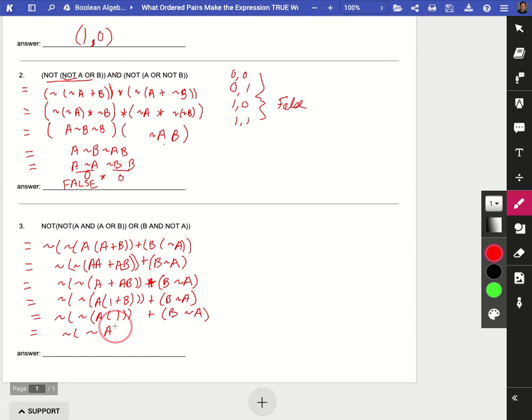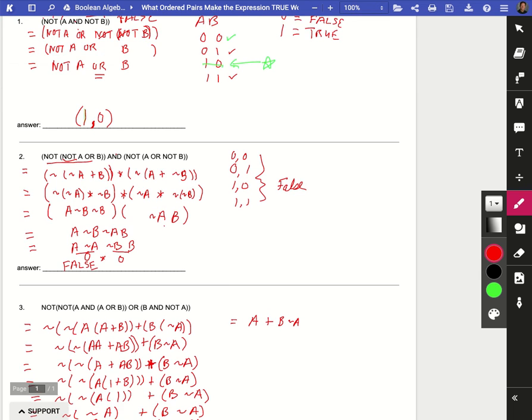And this left-hand side now is simplified to that. And these nots cancel out, so I'm left with A there plus B times not A. Continuing over here, I can't do anything here. I'm just going to rewrite this in its simplest form. You cannot factor out an A here because this is a not A. And the question was, what ordered pairs make this equal to false?